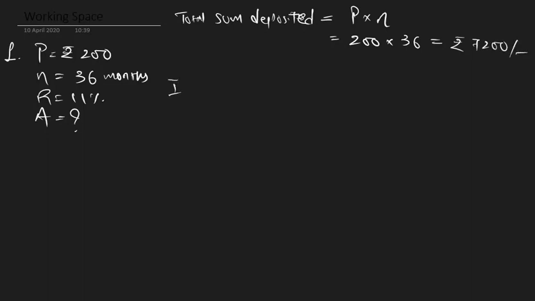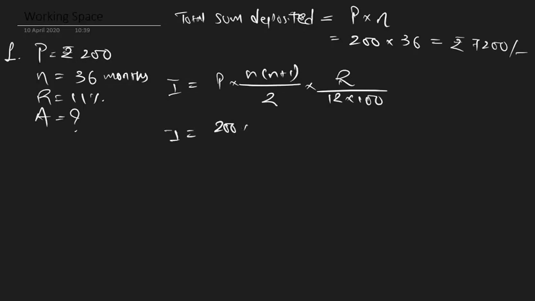Okay, now interest. Interest is P into N (N plus 1) the whole upon 2 into R the whole upon 12 into 100. So I is equal to P, which is 200, into N (N plus 1). Now N is 36, N plus 1 is 36 plus 1, that is 37. So 36 into 37, I'll directly write, upon 2 into rate, which is 11, upon 12 into 100.